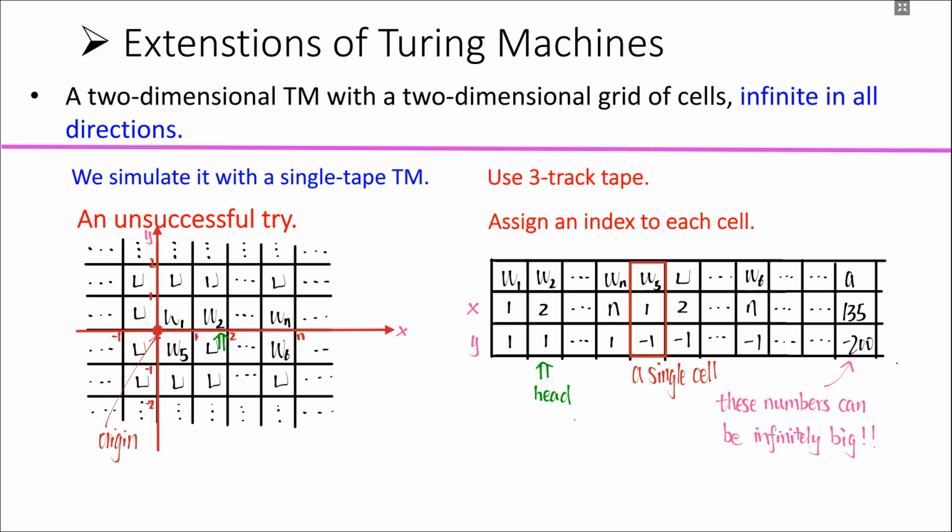You might think of using a lot of tracks to store each digit in the unary number, like you store the unary number vertically. But remember that the number of tracks needs to be decided and cannot be changed afterward. So you probably cannot store an arbitrarily large unary number with a finite number of tracks.